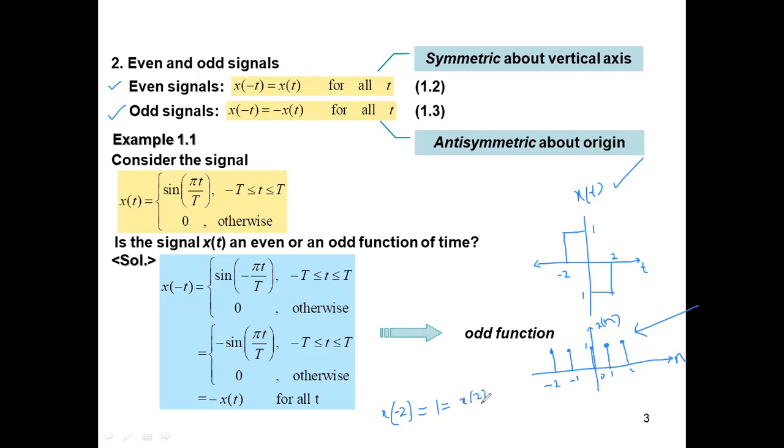Yes, x of 2 is also 1. X of -2 is also 1. What is x of -1? X of -1 is also 1, which is same as that of x of 1. Are you cool? And x of -0 is same as x of 0, which is 1. So we call this particular signal symmetric, right? Or it's an even signal.